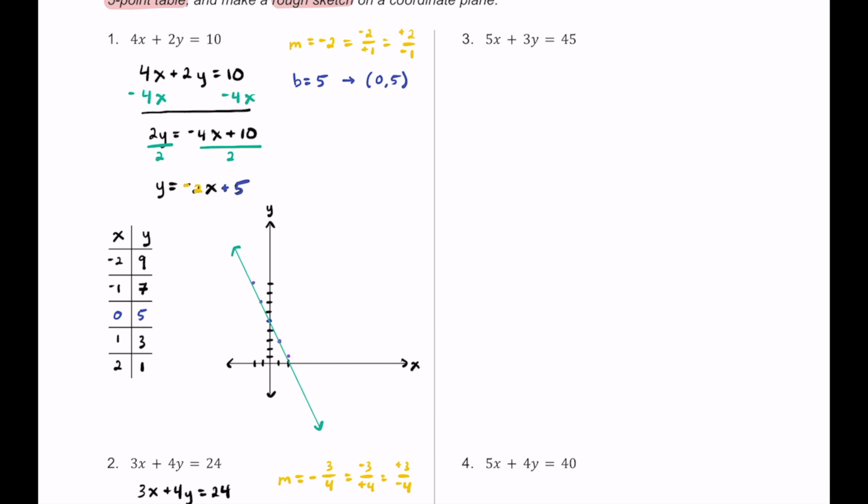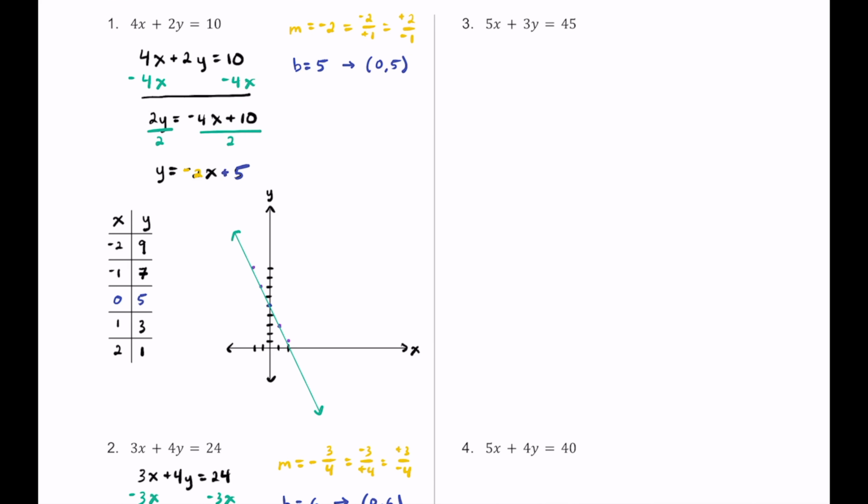Here's number 3. For number 3, we have 5x plus 3y equals 45. So I'm just going to go ahead and copy that equation down. All right, and let's go ahead and turn it into slope-intercept form. So let's take away 5x, take away 5x. We want those to be on the other side of the equation. If we do that, we're going to be left with 3y is equal to negative 5x plus 45.